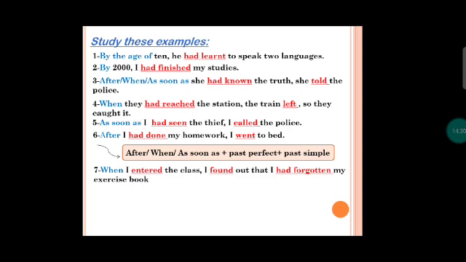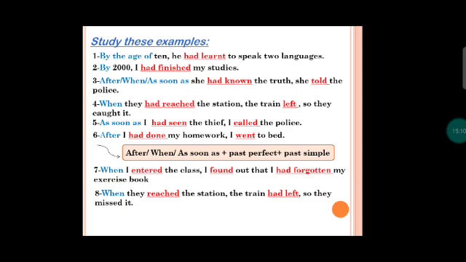When I entered the class, which is the second action, I found out, which is the third action, that I had forgotten, the first action. I had forgotten first. First, I forgot my exercise book. Then, I entered the class. While in the class, oh, where is my exercise book? Oh, I had forgotten it. Yes?